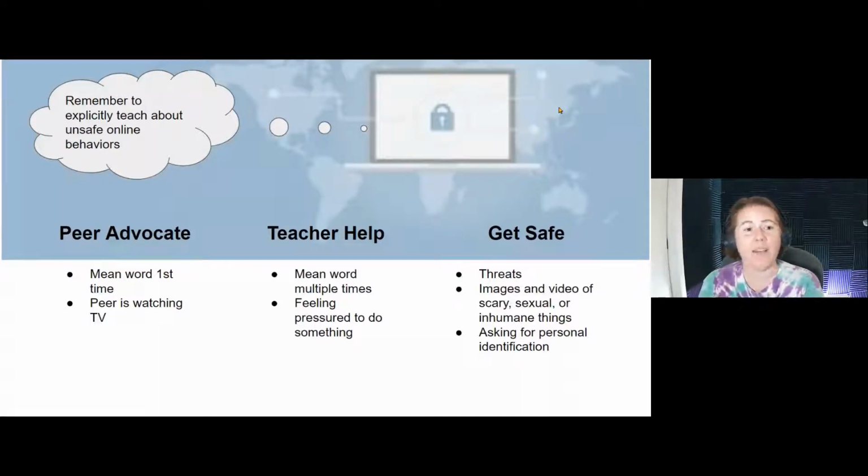I have two other areas that we practice with students about advocating for yourself or a peer. Sometimes things that come up is if they use a mean word the first time, but then they correct themselves, or things that have nothing to do with safety, like a peer's watching TV. That might be something to bring up, but it might not be immediate. We talk about teacher help, when to use teacher help. And this is my safety protocol here. I like students to know the difference between all three of them and what to do in these situations.